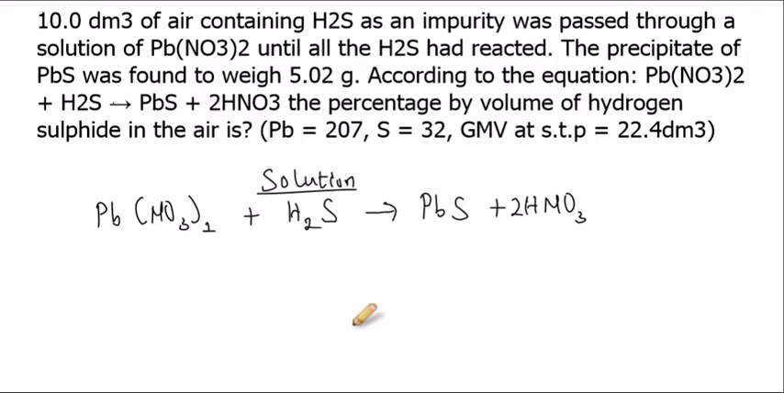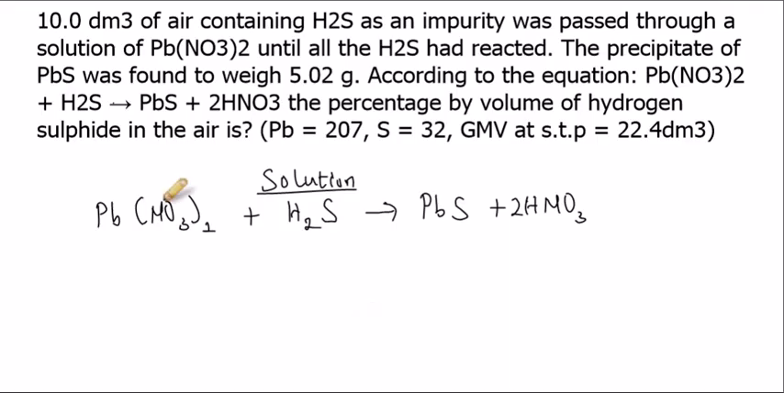So to determine the volume of hydrogen sulphide that reacted, we need to know the number of moles of hydrogen sulphide. And to know the number of moles of hydrogen sulphide, we'll have to determine the number of moles of lead sulphide. Then we can apply it based on the equation we've written above. Let's start by calculating the moles of lead sulphide. We're applying the formula that says moles equals mass over molar mass.